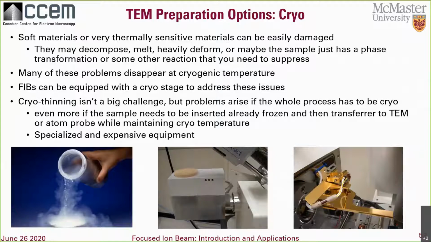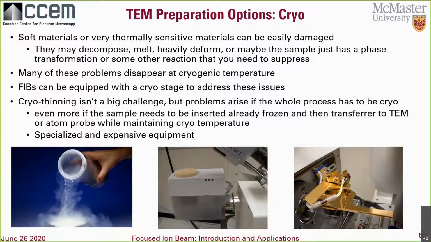Soft materials or very thermally sensitive materials can be easily damaged by ion beams or even electron beams. They may decompose, melt, heavily deform, or maybe the sample just has a phase transformation or some other reaction that you need to suppress. Many of these problems, though, will disappear if you make the sample very, very cold. FIBs can be equipped with a cryo stage to address these issues, and depending on the equipment, you may even be able to work with frozen liquids, for example, to prepare biological samples as close to their natural environment as possible without having to dehydrate them.